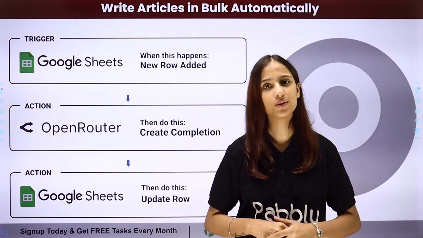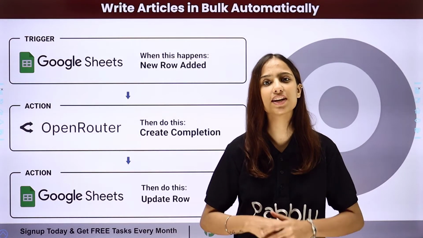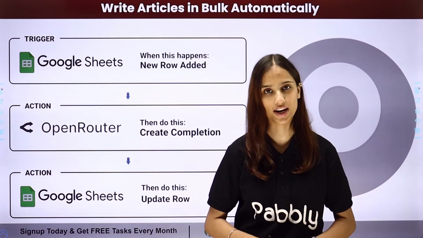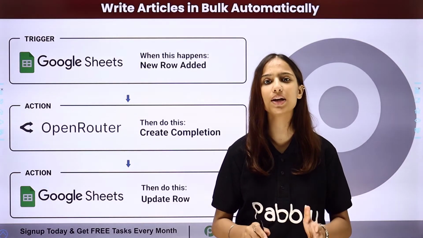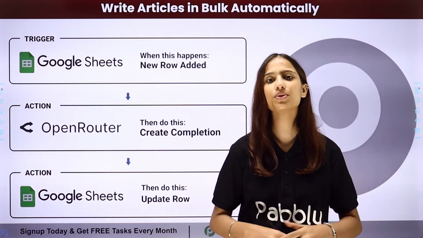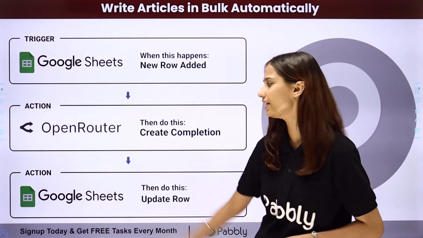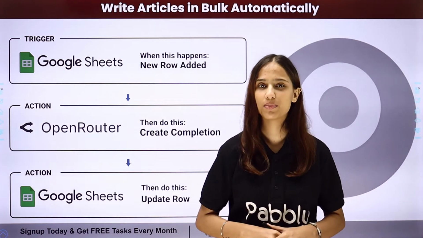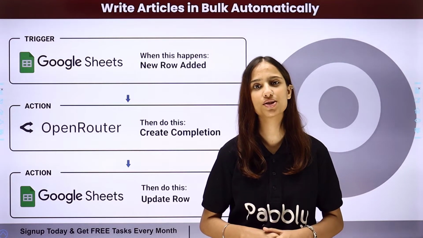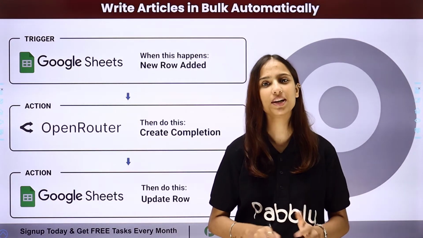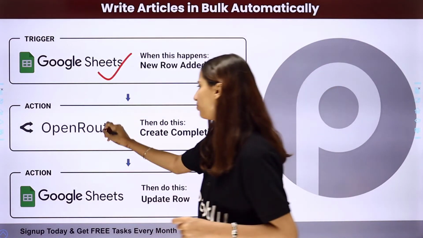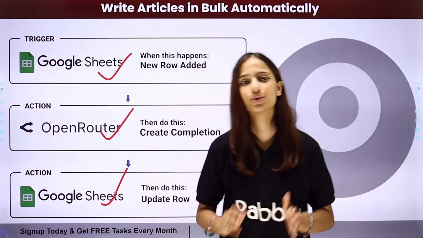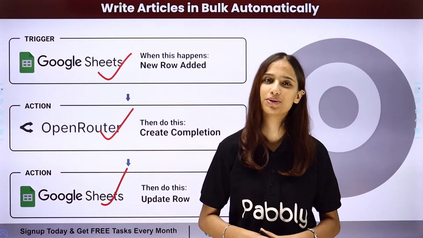So once the article content is generated, then I want to save the Google document in a Google Drive, and once that is done, I wish to upload the file link in my Google Sheet as well. So now to do this, I need to build an integration between these applications, for which I will be using this amazing integration and automation software, that is Pabbly Connect. So here my trigger application will be Google Sheets and my action applications will be OpenRouter and Google Sheets. So to learn more about this integration, follow me through the screen.